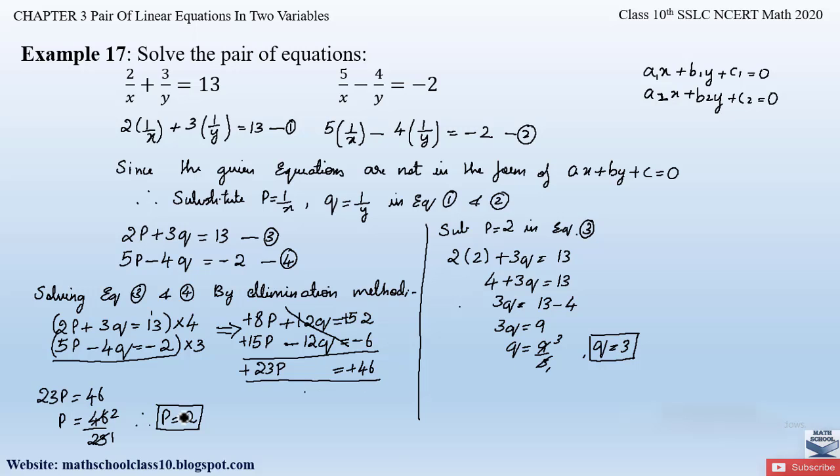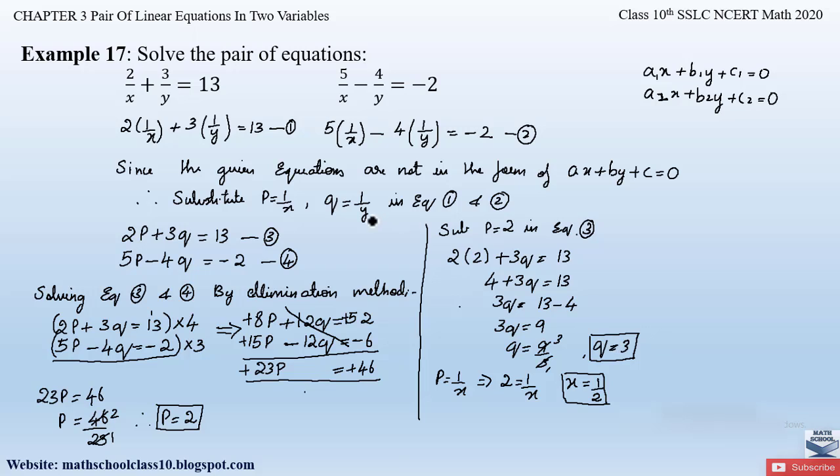But what we had assumed the p and q value as 1 by x and 1 by y. So here we have to find out the value of x and y. So since p is equal to 1 by x, so substitute the value of p is 2, that is equal to 1 by x. So let us send this x to left hand side and 2 to right hand side. So x comes in the numerator on left hand side and 2 will come in denominator on the right hand side. So x is equal to 1 by 2.